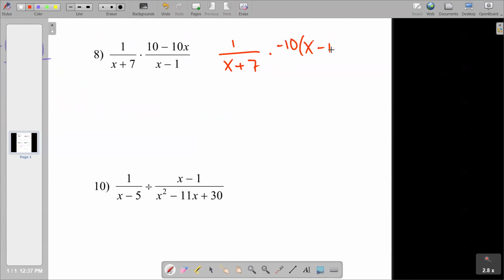Perfect. I love that you can do that. So as soon as you instinctively know something is backwards and it's subtraction, pull the negative and then switch it. Good job. Good instincts there. And then my lower right is just going to stay as x minus 1.